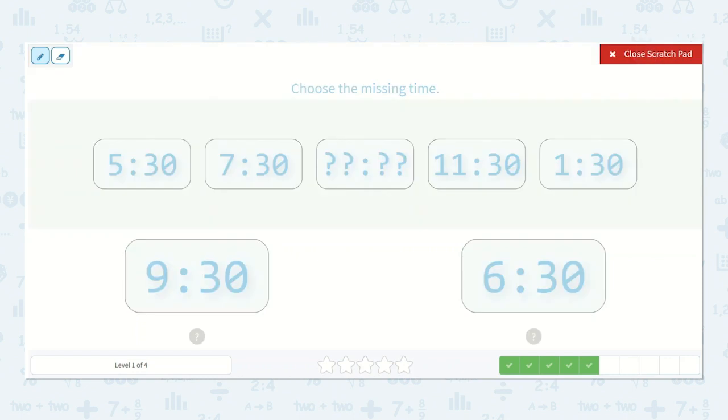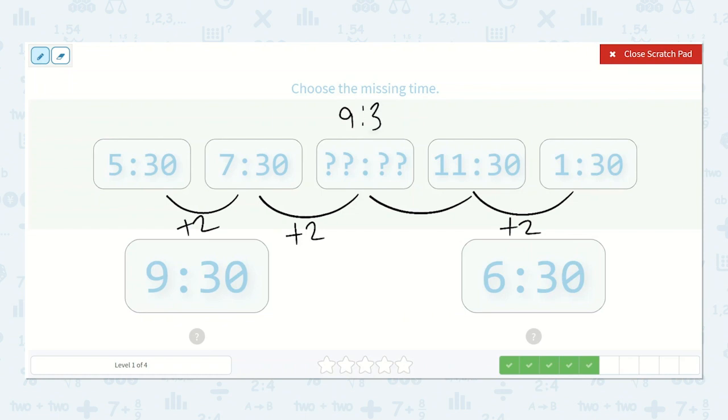Choose the missing time, 5:30, 7:30, and then from 7:30 to our missing number. Our missing number to 11:30 and 11:30 to 1:30. Well, let's see, 5, 6, 7. So we're adding 2 hours here. We're not sure about this one, not sure about the next one, but 11:30 to 1:30, 11, 12, 1. That's 2 hours as well. So I know I'm adding 2 hours each time. So 5:30 plus 2 hours is 7:30. 7:30 plus 2 hours would be 9:30. Let's check. 9:30 plus 2 hours? Yep, that would be 11:30. So 9:30 is our missing time.